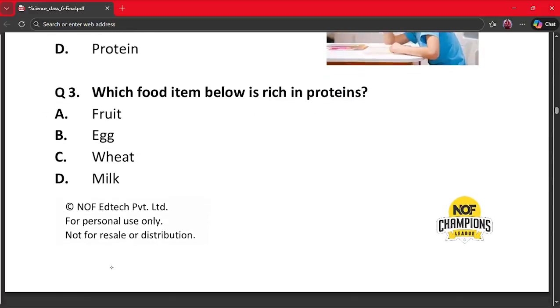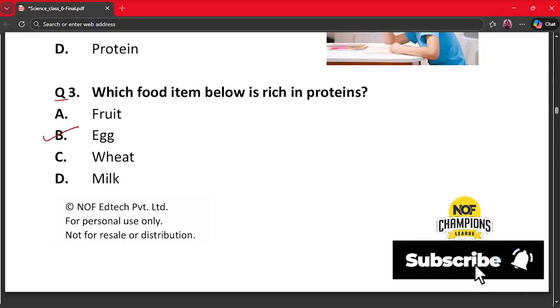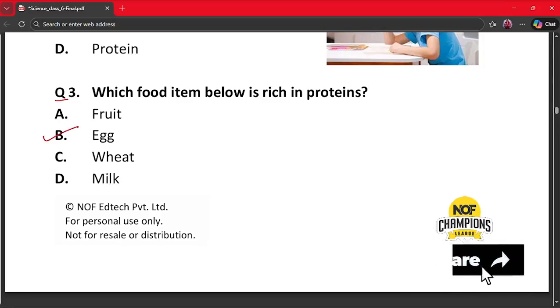The next question is question number 3. Which food item below is rich in proteins? A. Fruit, B. Egg, C. Wheat, and D. Milk. The correct answer is option B, which says egg. So proteins are bodybuilding nutrients. Eggs are rich in proteins and help in growth and repair. Fruits mainly provide vitamins. Wheat is rich in carbohydrates. Milk has proteins, but egg is a more direct protein source here.